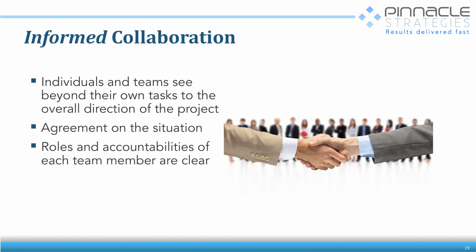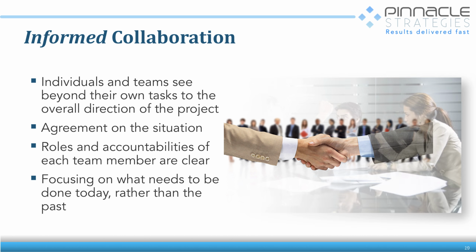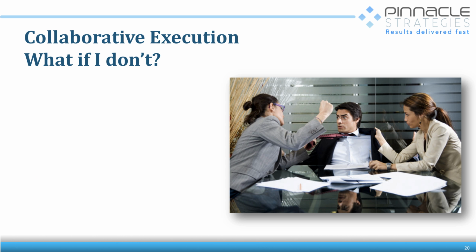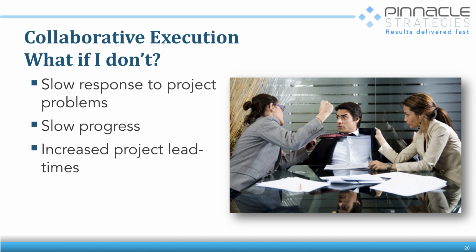And we can clarify who is responsible for what, so there's no confusion about, do I have that, or do you have that, who's going to do that? And we're really focused on what needs to be done today, rather than what's done in the past. What we find is that if we don't implement these processes, people are really slow in responding to problems, because they typically don't know whose it is, what it is, where it is, what's the right priority. And of course that means the projects are slow, and the overall project durations are increased.